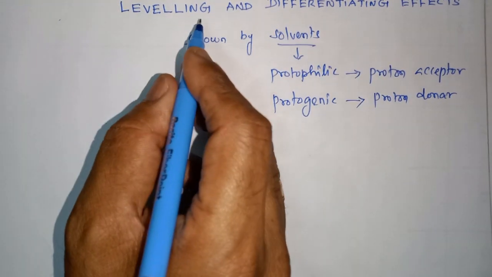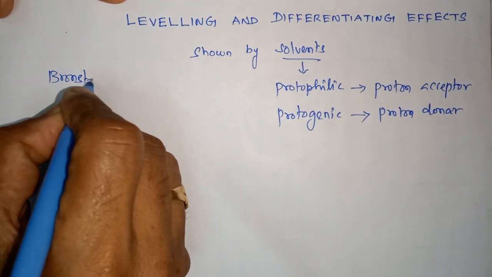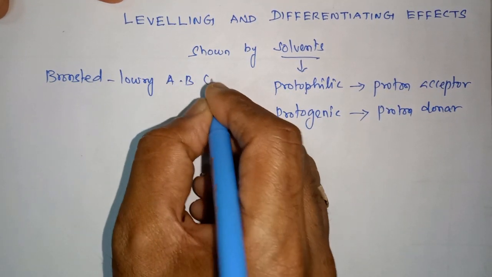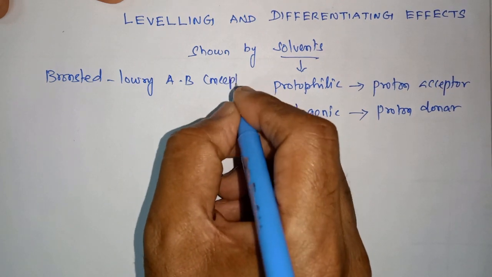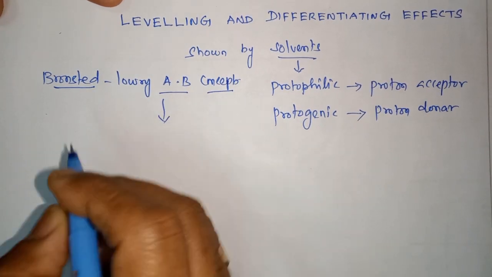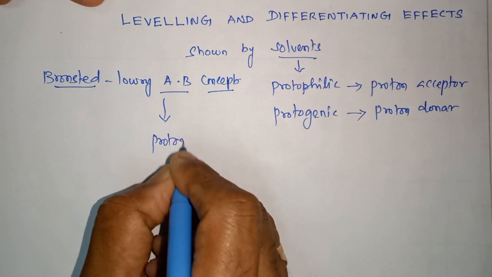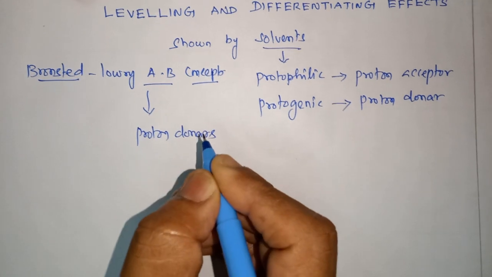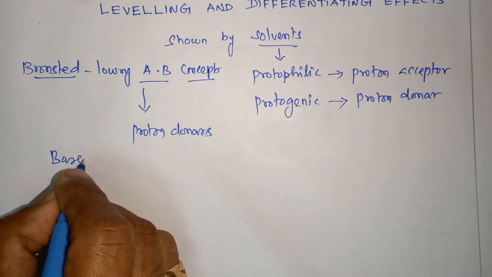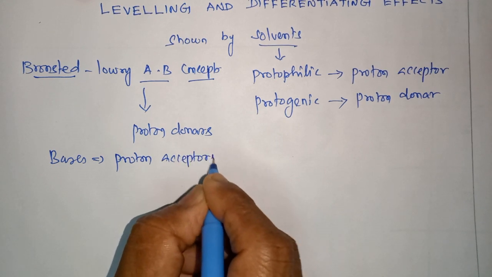And these two effects are based on the Bronsted-Lowry acid-base concept. According to Bronsted-Lowry, what are acids? Acids are proton donors in a chemical reaction. What are bases? Bases are proton acceptors in a chemical reaction.